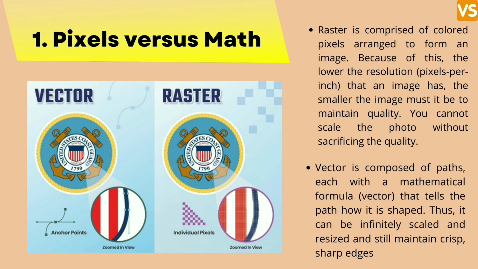Raster is comprised of colored pixels arranged to form an image. Quality depends on how high the pixels used in a photo, and because of this, the lower the resolution or pixels per inch that an image has, the smaller the image must be to maintain the quality. So you cannot scale the photo without sacrificing the quality.